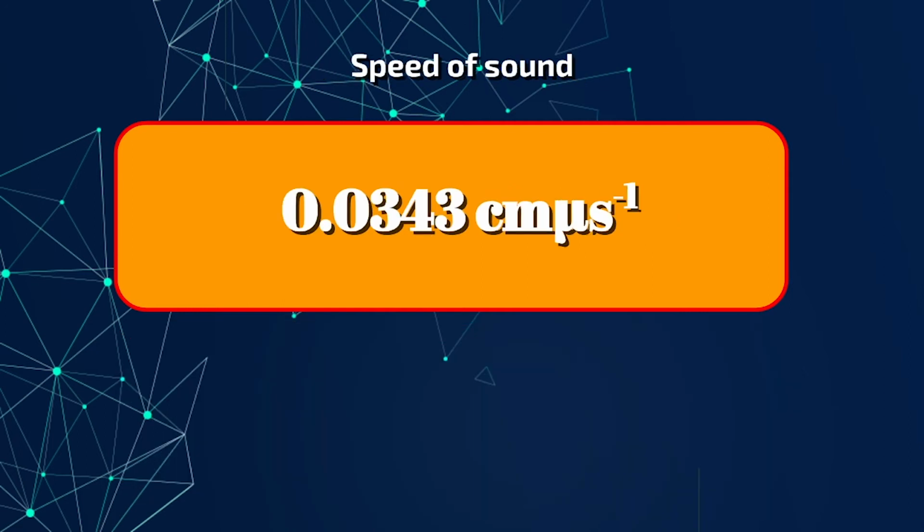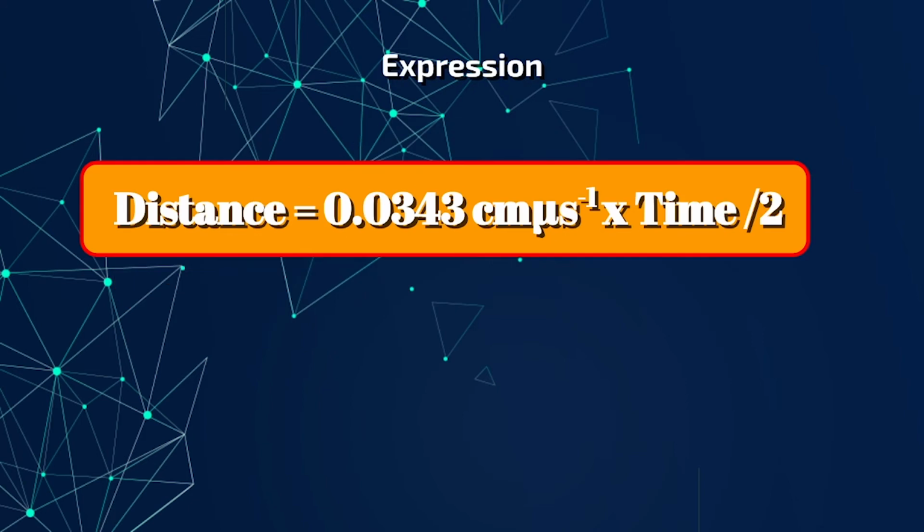Now we obtain the value we wanted, 0.0343 centimeters per second. Our final expression looks something like this. The divide by 2 is because the distance being calculated is the distance to and from the object. To obtain just the distance between the sensor and the object, we need to divide this by 2.